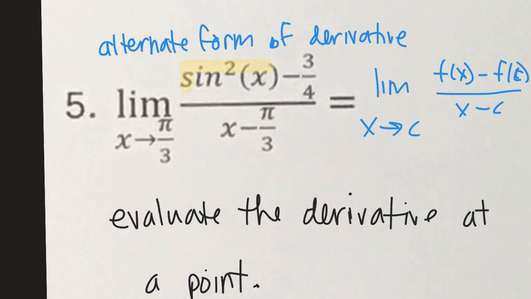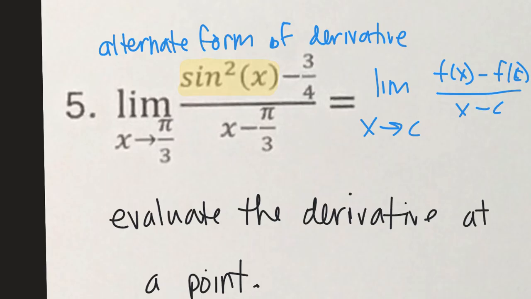Right here, we're trying to find the derivative of sine squared at pi over 3. Okay? So this part is the y value. If you were to plug pi over 3 into your function, you would get 3/4, right? And then here you have your c value again. So notice, once again, this is just something you need to notice, to become familiar with.